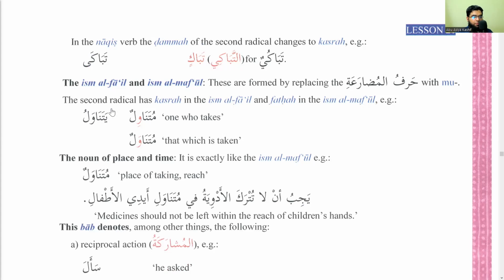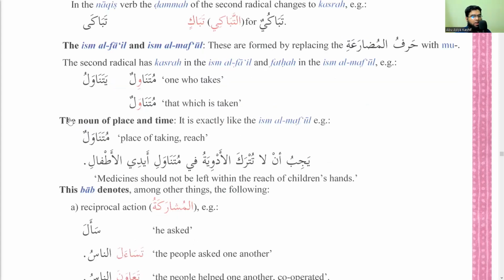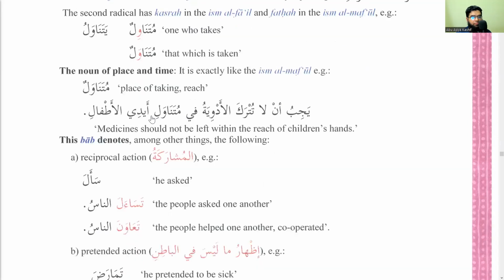Ismul fa'il maf'ul also same thing. Change the ya to a mu. Yatanavalu, mutanavil, one who's taking something. Mutanaval, that which is taken. Fa'il maf'ul, same thing. Once you get a hang of one thing, you'll get everything else. Ismul maf'ul is also ismu zaman and makan. So mutanaval is the place of taking, reaching.